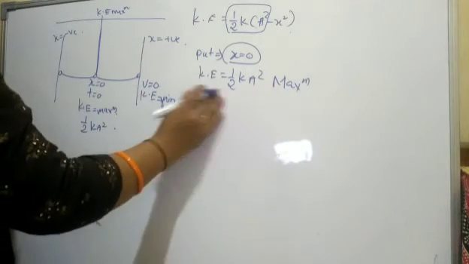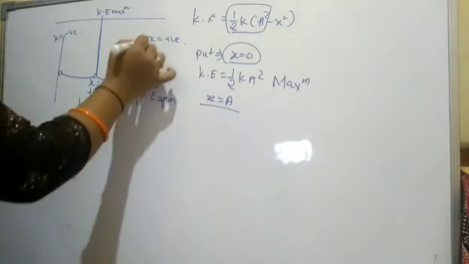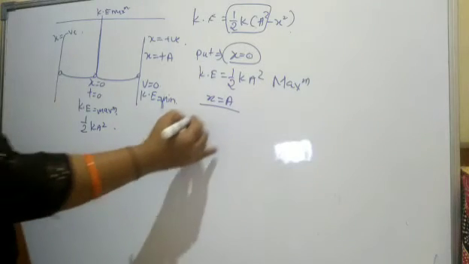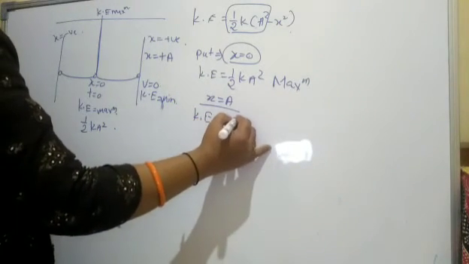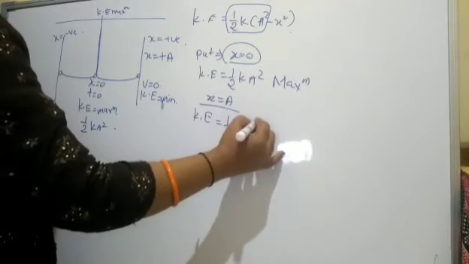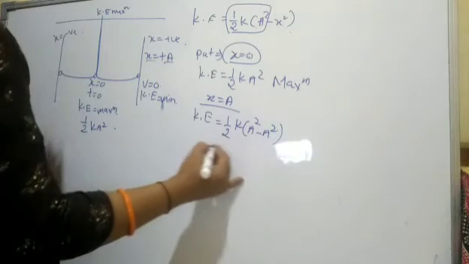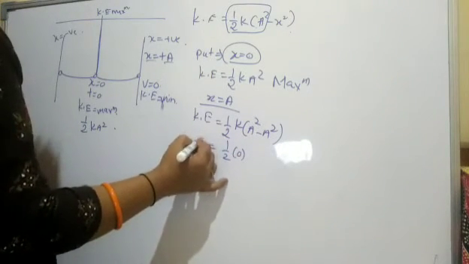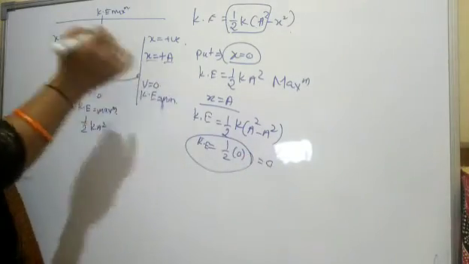Let us go ahead. Just put x = a, meaning the extreme position. So x = +a. Now what will be the form? Kinetic energy is equal to 1/2 k (a² − x²). In place of x, I'll just put a here, and a² − a² remains 0. So kinetic energy will be 0 at the extreme position.